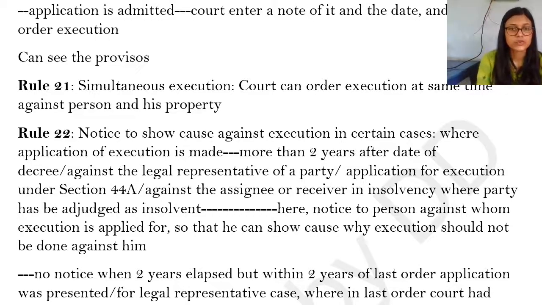Now, rule number 22 is talking about notice to show cause against execution in certain cases, where an application for execution is made 2 years after the date of the decree, or is made against a legal representative of a party, or where the application for execution is under section 44A, or is against an assignee or a receiver in insolvency, where the party has been adjudged insolvent. Then notice has to be given to the party against whom execution is applied for, so that that party can come and show cause why execution should not be done against him.